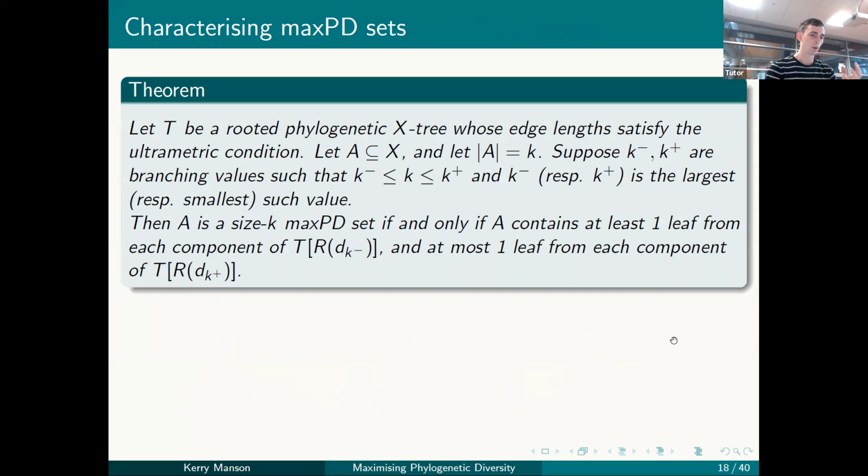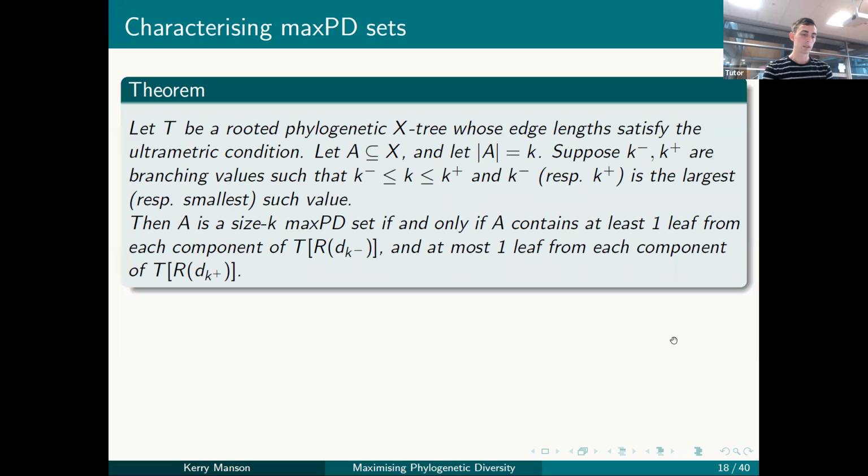So working through this, we're trying to choose a set of K species. In our examples, we've had K equals 5. We need to look at the branching values which are closest on either side of 5. And in our example, that was 4 and 7. But of course, if we're choosing a set with 4 species in it, it is a branching value itself, so we don't need to look at the branching values either side.